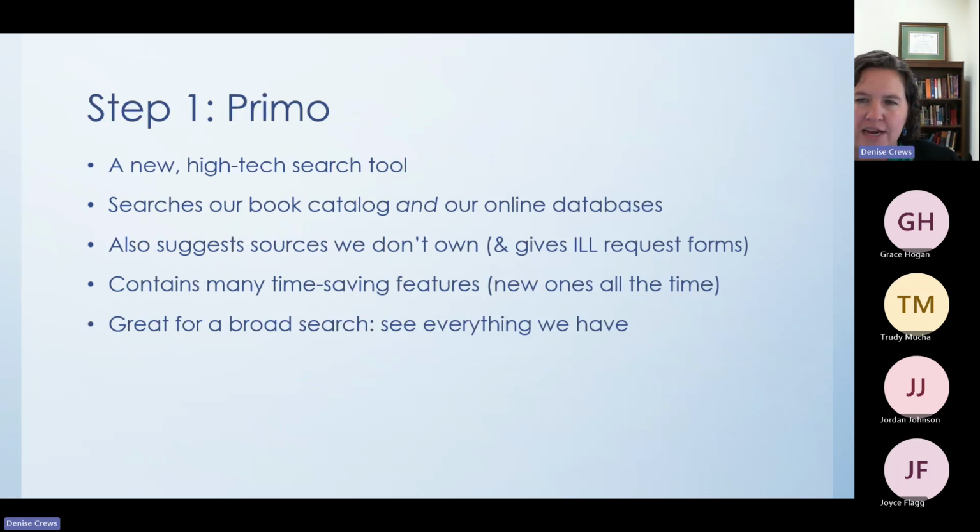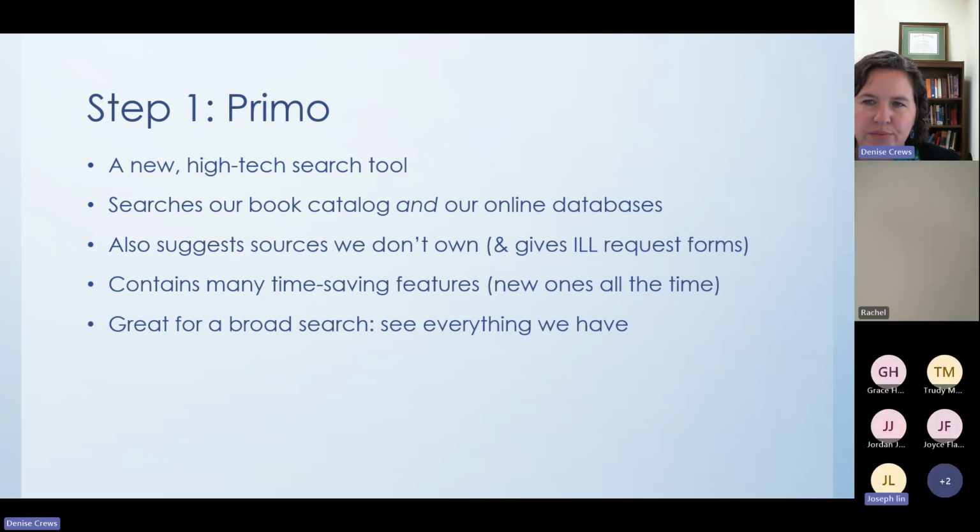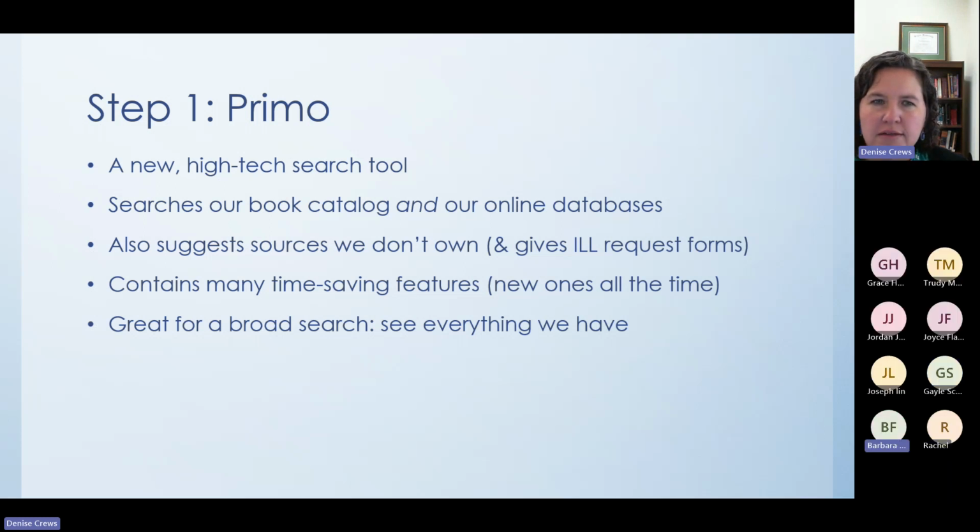Primo is our new high-tech search tool that we got a year ago. It replaced Summon, which some of you might remember, but Primo is great because it searches our books in the library, but also our databases at the same time. This is something a lot of people don't realize. If your professor says use the databases at the library or find articles at the library, you can also use Primo for that. You don't have to go to the databases because Primo is actually searching the databases for you.